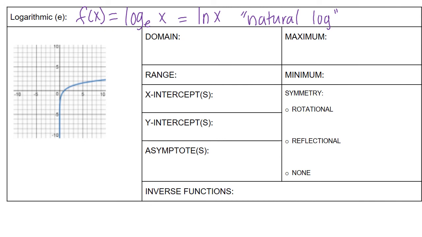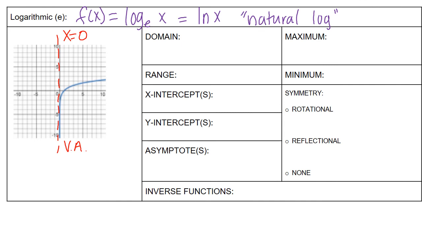Okay. And now, because it's the inverse of e to the x, instead of having horizontal asymptotes, what are we going to have? Vertical, because the opposite of horizontal is vertical. So now we're going to have vertical asymptotes. So I have a vertical asymptote at x equals 0. And that's going to be it for all paired functions of log.